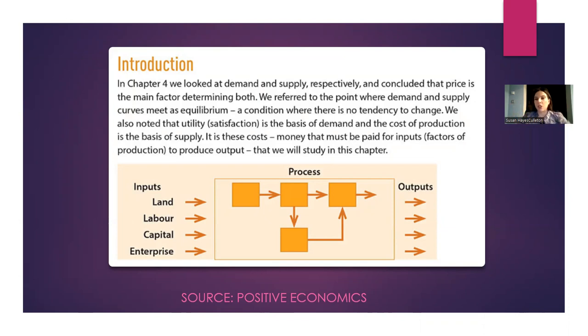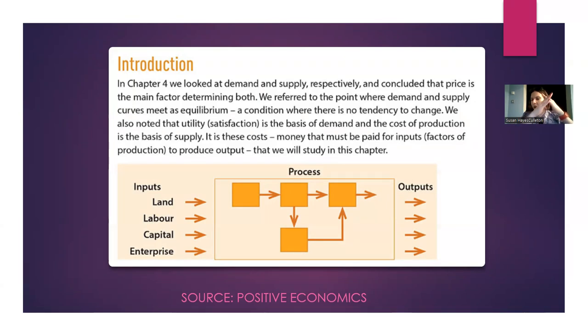We just basically mention the factors of production there, but in here there's far more. So we looked at demand and supply respectively and concluded the price is the main factor in determining both. And we refer to the point where demand and supply meet as equilibrium. So that's where there's no tendency to change. That is where demand and supply meet. And generally the graph looks like that.